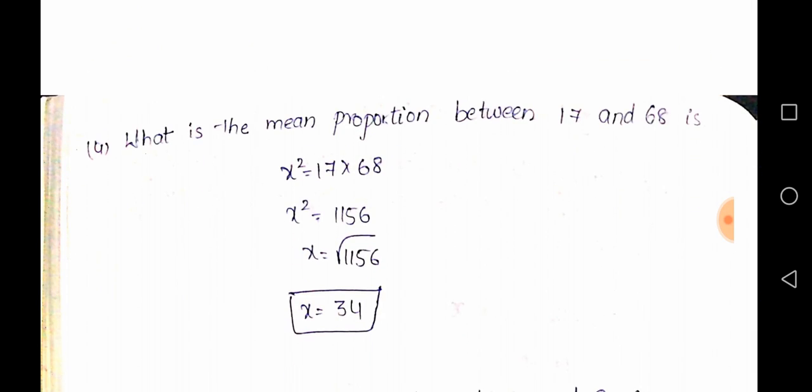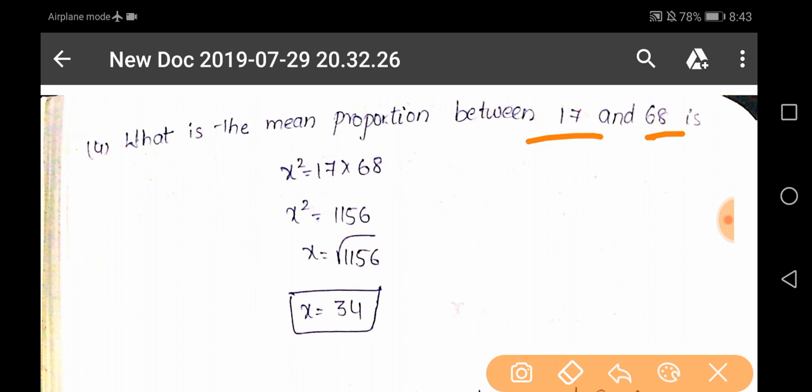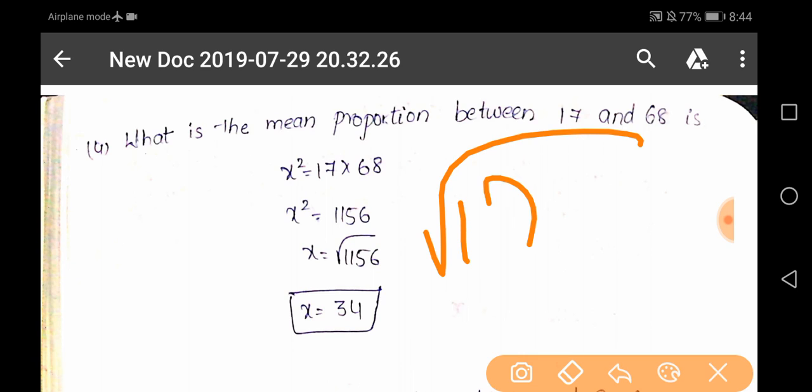And here see, what is the mean proportion of 17 and 68? See, there is no need to write 17 is to x and x is to 68. Directly you can just take the numbers, multiply them and take the square. See, x square equals 17 into 68, so x square equals 1156. x equals root of 1156 and x equals 34. So directly you can take the root of 17 times 68 when they have given you two numbers and find the mean proportion. This is the way you can do it directly, no need of using any formulas and everything.